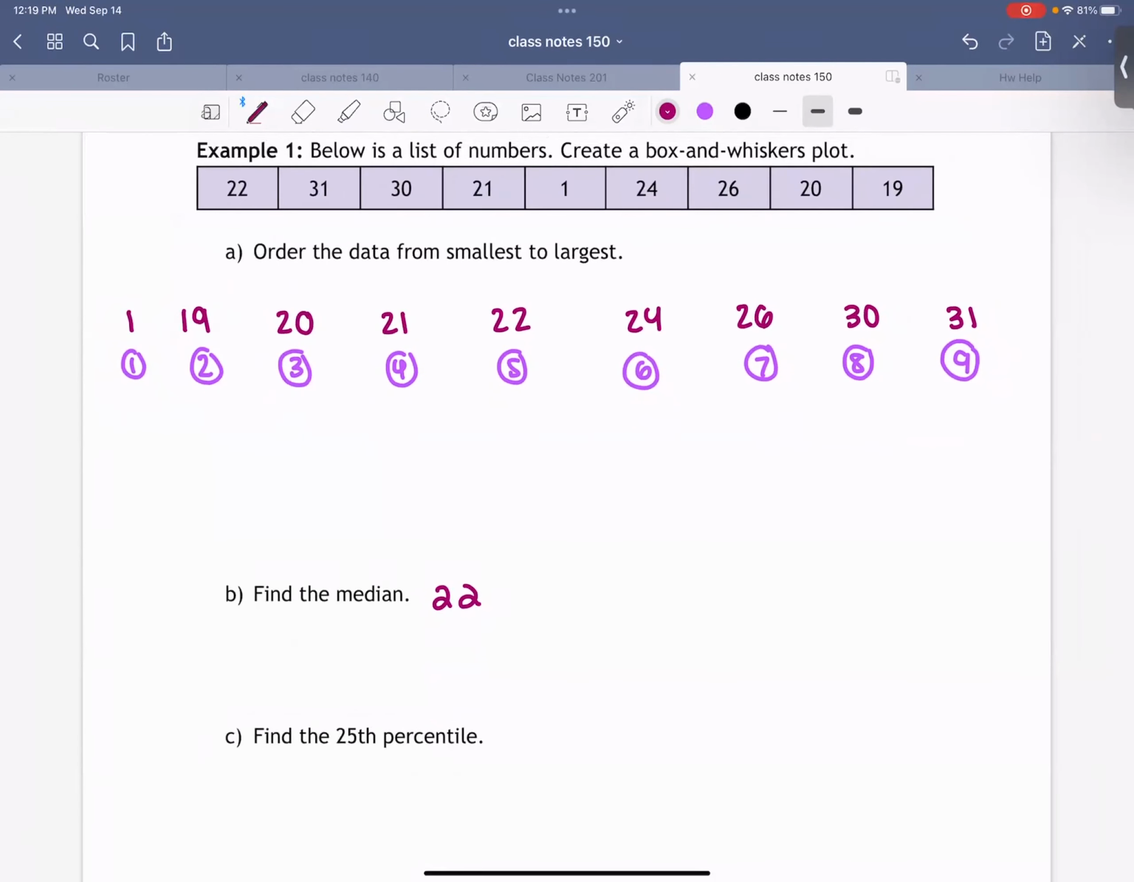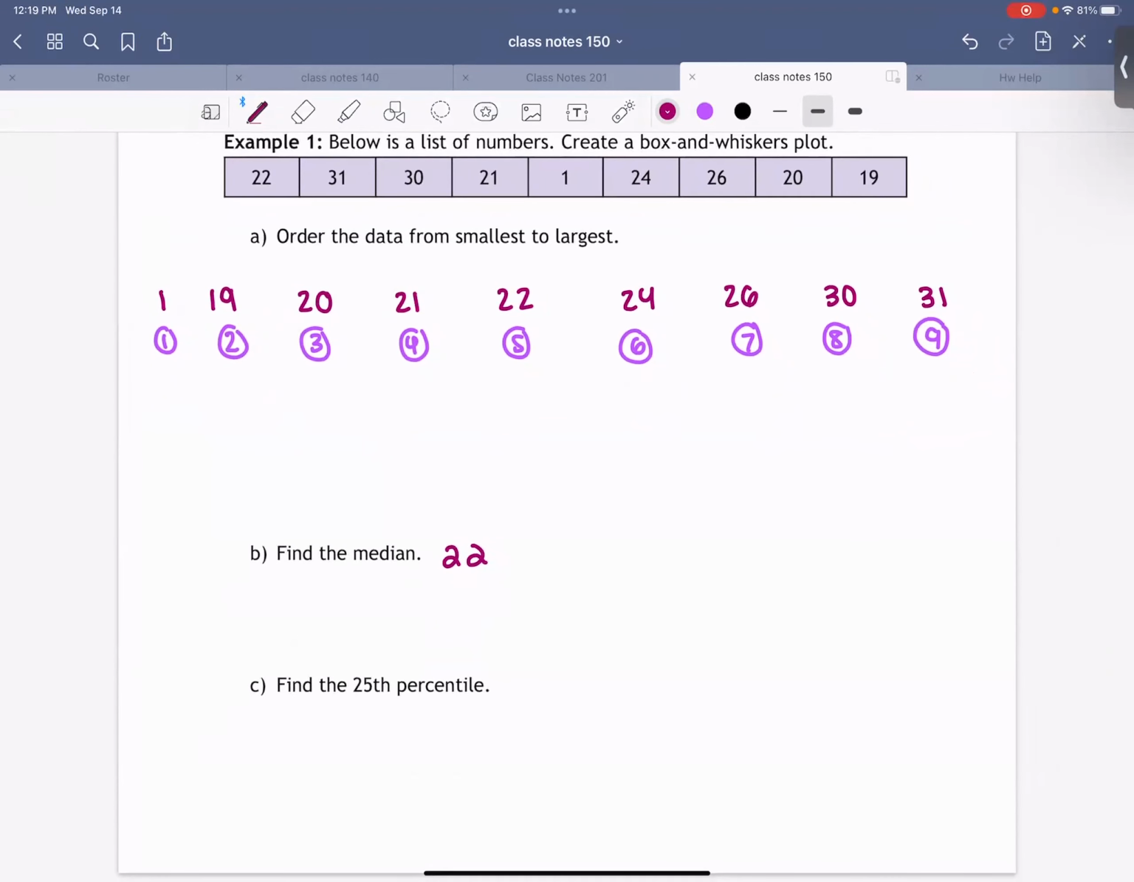What do I multiply to get the 25th percentile? 0.25 times 9. 9 is the total number of things, right? When I multiply that out, I'm getting 2.25. What does that round up to? 3, good. I know it goes against everything you've learned in math, but just for percentiles, we're rounding up. Okay, the third number is 20. So that's our 25th percentile or our first quartile.